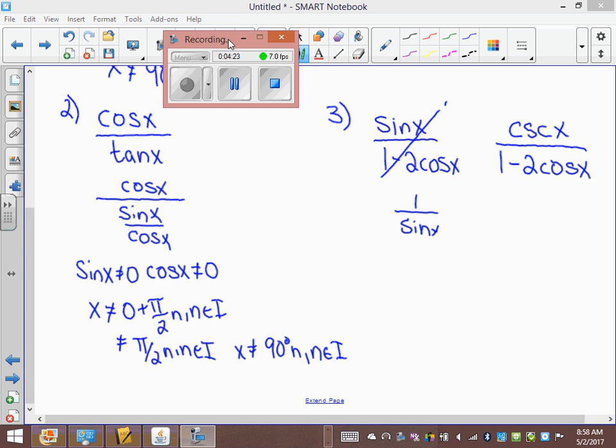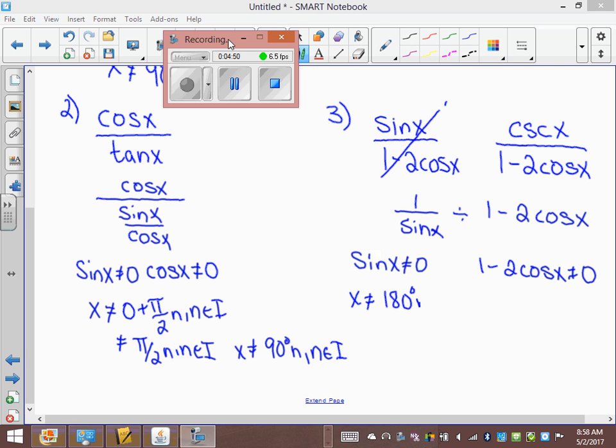So then, we have 1 over sine x divided by 1 minus 2 cos x. So we're going to have to state where sine x can't equal 0 and where 1 minus 2 cos x can't equal 0. So sine x can't equal 0 when y can't equal 0, which is at the 0, 180, 360, and so on, right? So you'd write x can't equal 180 degrees n, n an element of the integers, because we wouldn't write the 0, or pi n. So that's if it's cosecant.